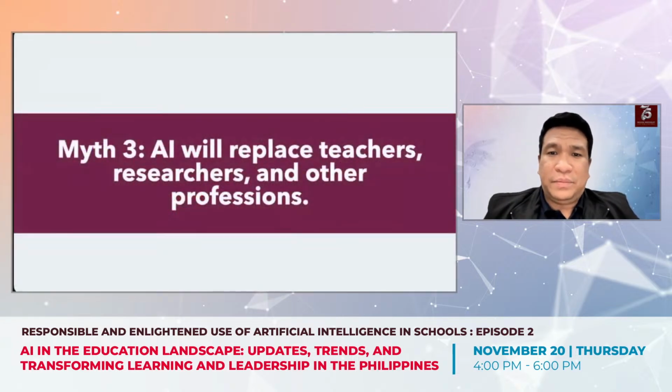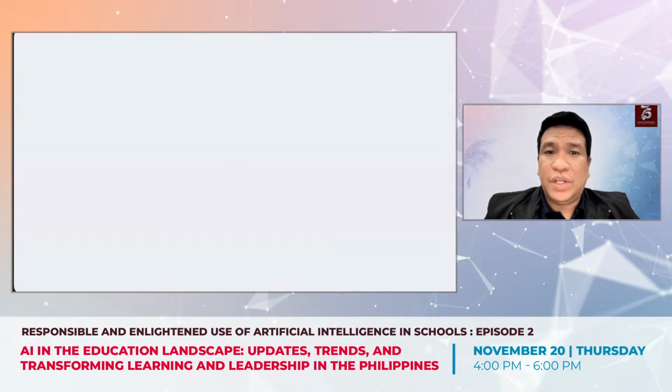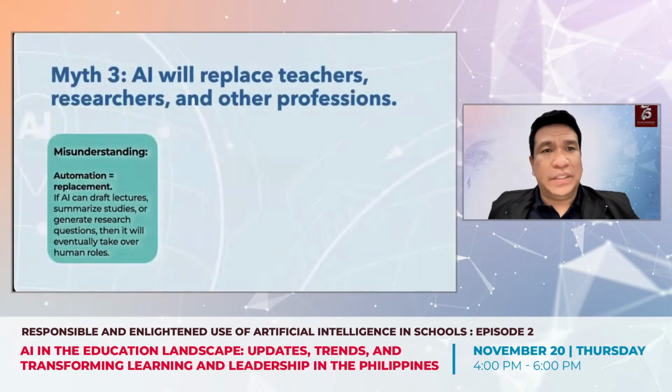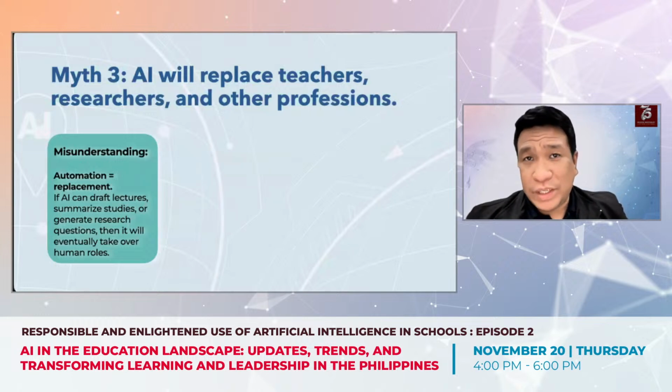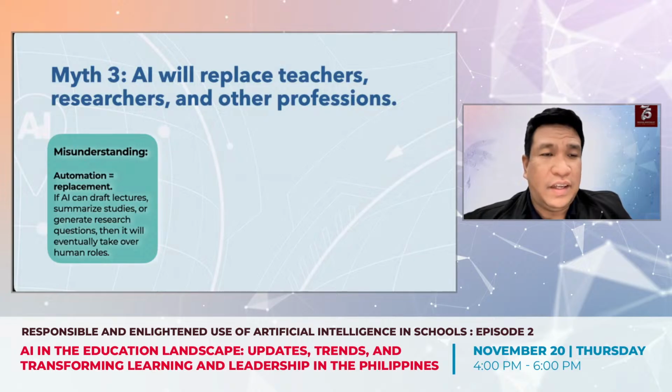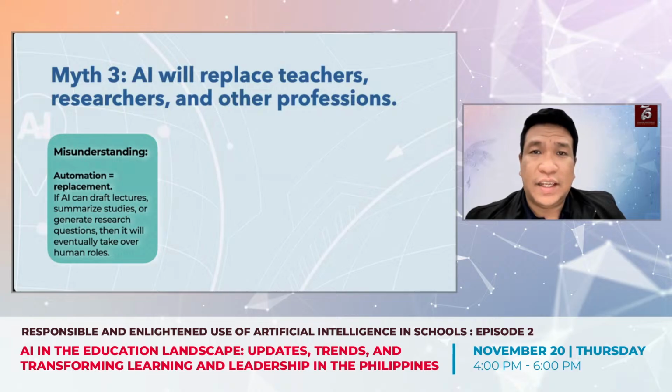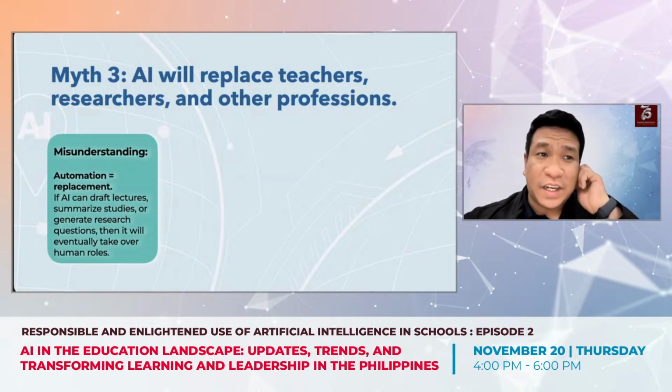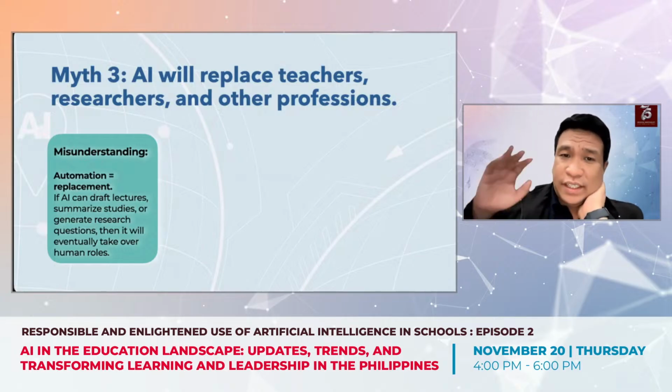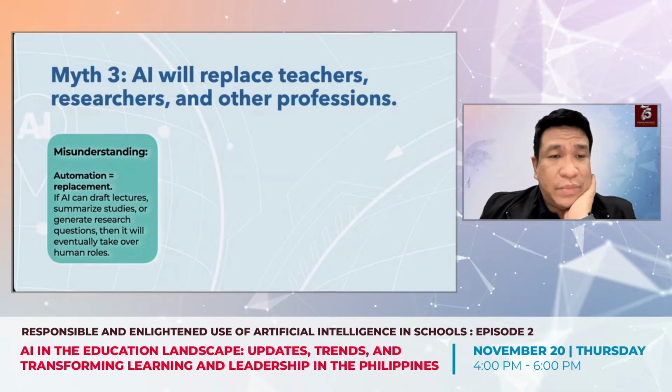Okay. Ano yung myth number 3? Myth number 3 is AI will replace teachers, researchers, and others' profession. So what do we mean by this? Okay, there's a misunderstanding that when AI automates our works, it's equal replacement. If AI can draft lectures, summarize studies, or generate questions, then it will eventually take over human roles. Mapapalitan na yung mga teachers, mapapalitan na yung mga researchers. This is our misunderstanding about AI. Just because a task can be automated does not mean we will replace AI with the professional.